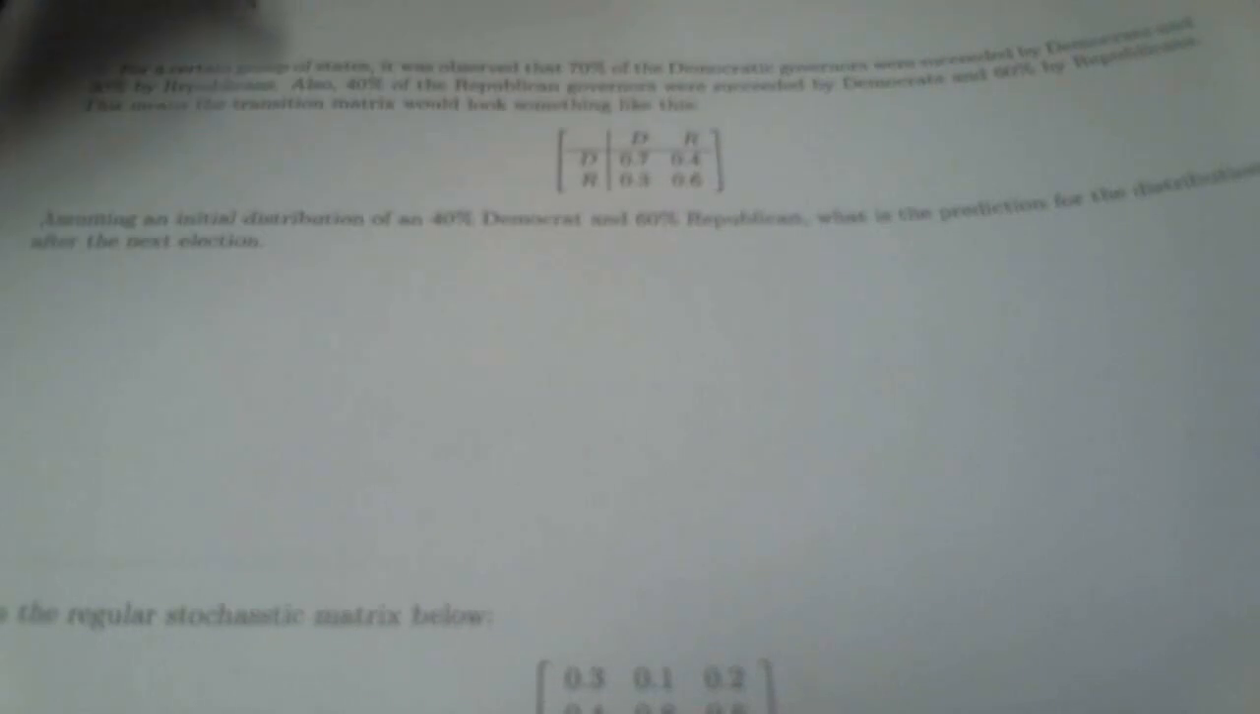So again, we have the transition from the states along the columns to the states along the rows. So the transition from Democrat to Democrat is going to be 70%, as given in the problem there, and from Democrat to Republican is going to be 30%, or 0.3, again, as given by the problem. All right, so here we're asked for an initial distribution of 40% Democrat and 60% Republican. What is the prediction for the distribution after the next election?